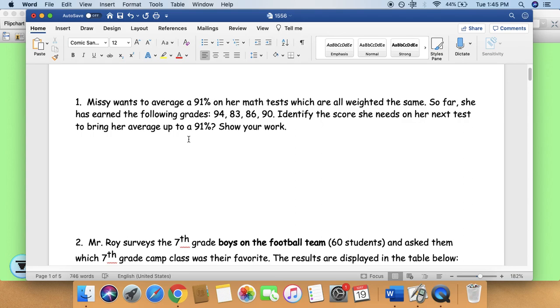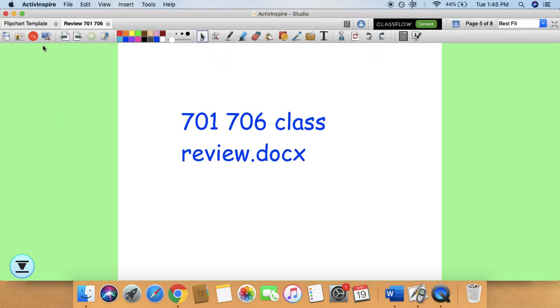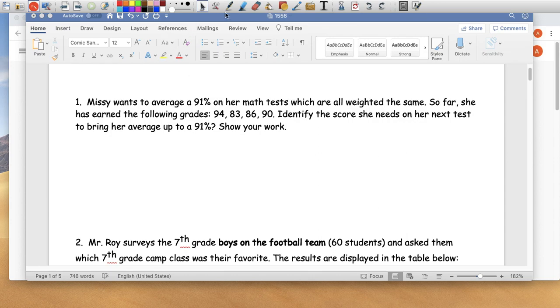Let's start by writing it up. This is how I would do it. I'd write what I know. I know that she wants to take the average of her 5 tests, right? And I don't know what her fifth score is, but that's what we're trying to find out.